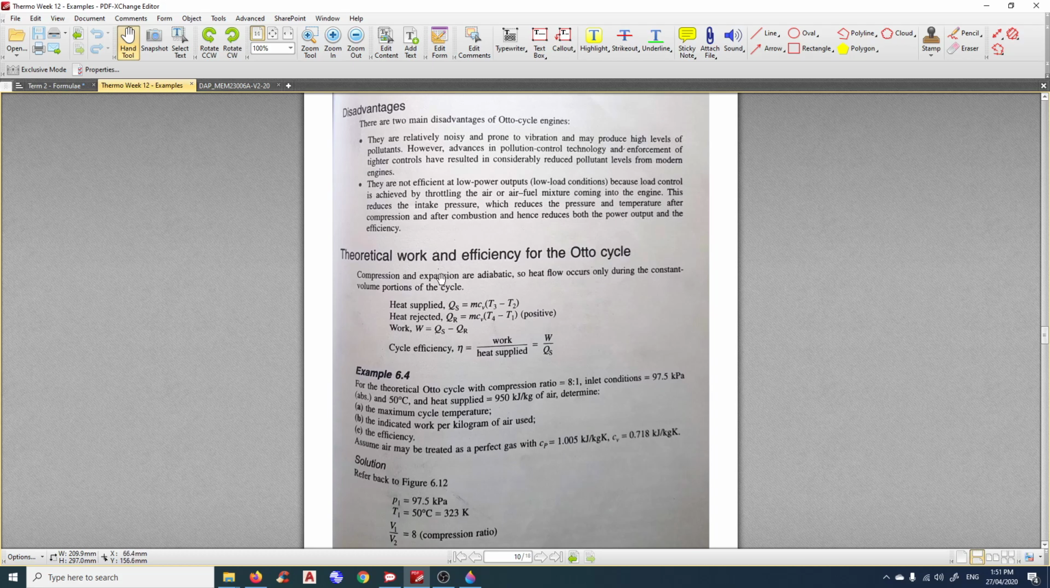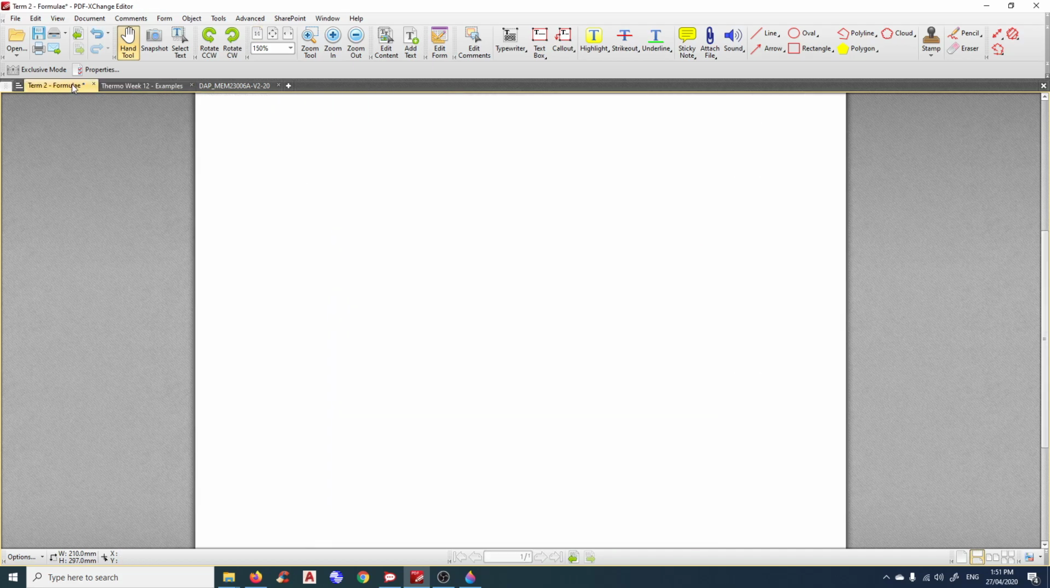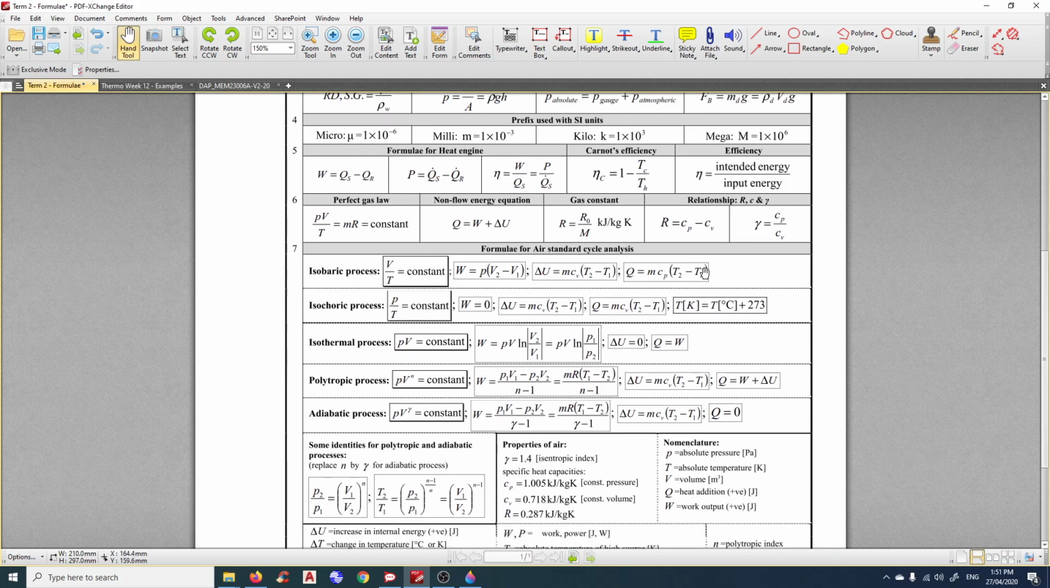For the theoretical work and efficiency of the Otto cycle, you will see this formula is the same as your formula here. So you have to apply a particular formula according to the cycle, whether it's constant pressure, constant volume, or adiabatic. So you just need to follow this.